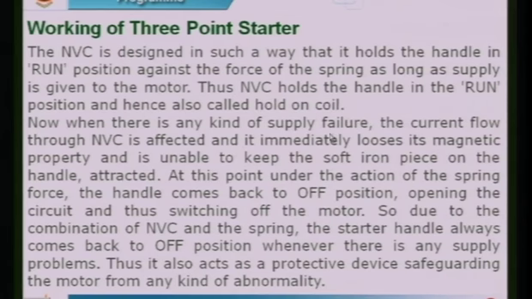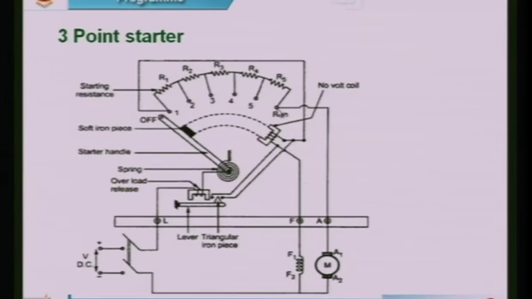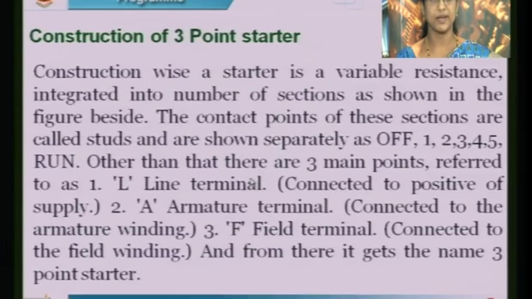Now when there is any kind of supply failure, what will happen? The current flow through this NVC is 0. So it immediately loses its magnetic property and is unable to hold the soft iron piece on the handle, which was attracted by the electromagnetic field. At this point, under the action of the spring force, the handle comes back to the off position. So it was in run, and when the current flowing through this is 0, the electromagnetic effect will be lost, so it will go back to the off position due to the force of the spring.